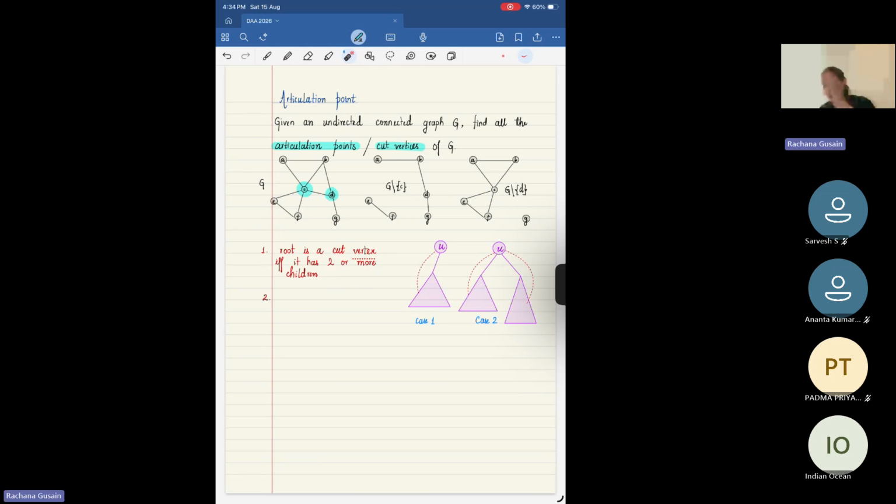So if you think about your DFS tree, right? Let's say this is my leaf node. If you delete this node, it will never be able to disconnect the graph. So the leaf node can never be a cut vertex.